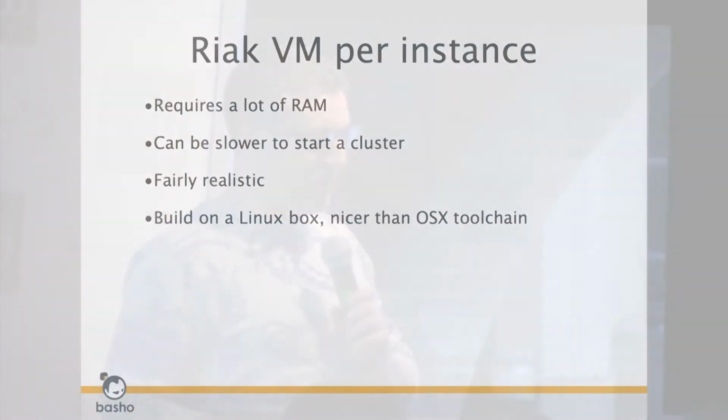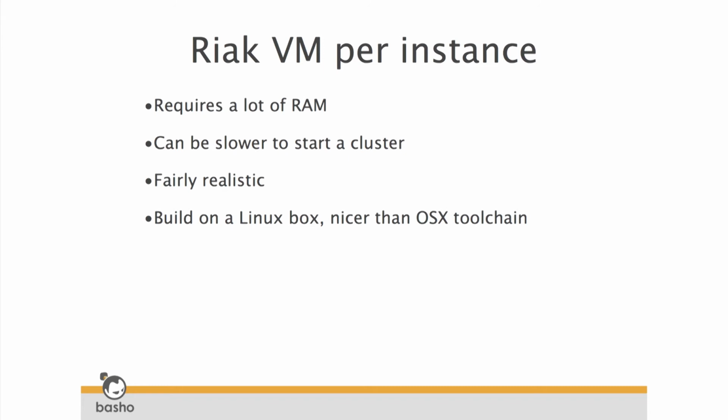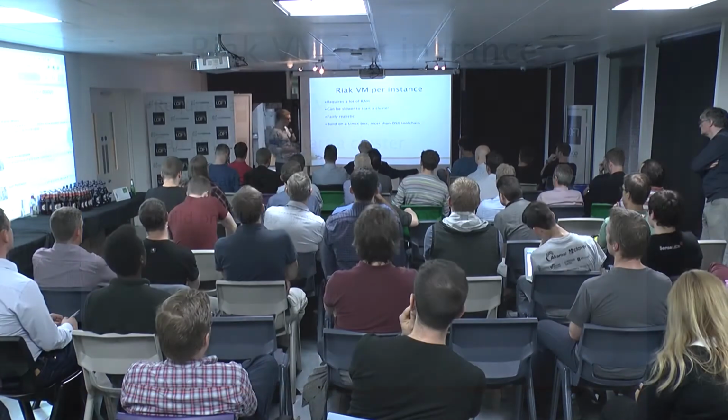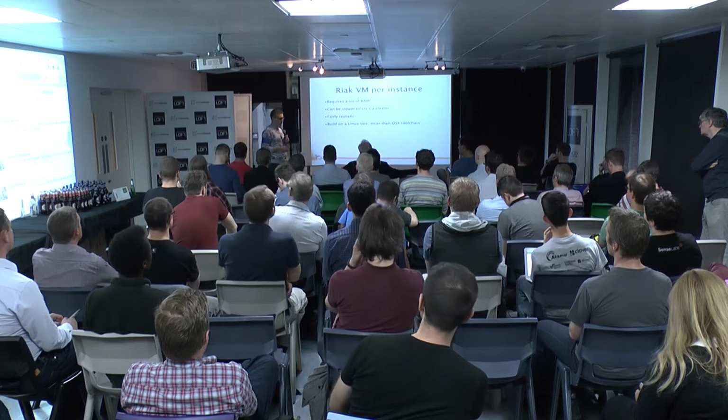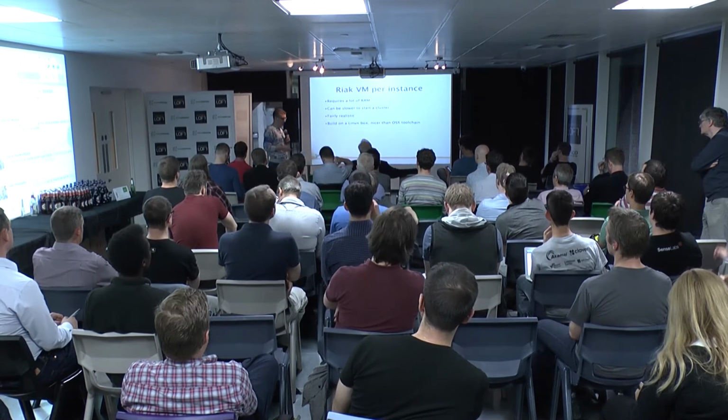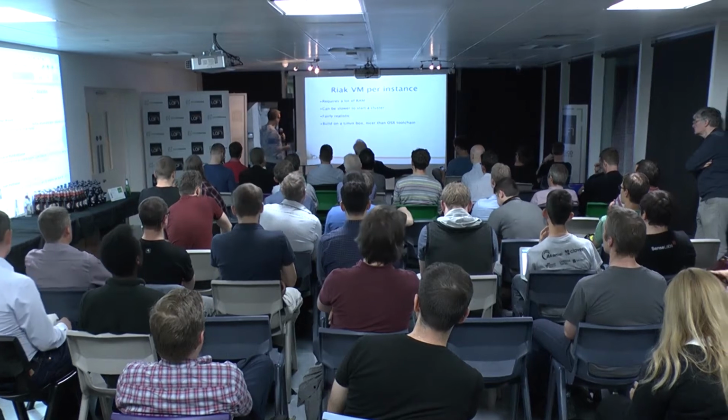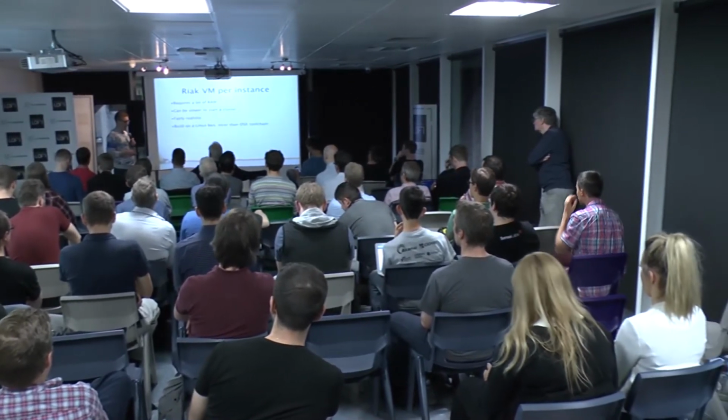Second option is running a Riak VM per instance. It requires quite a bit of RAM, so I tend to only do it with about 3 instances. It can be slower to start a cluster because obviously you're provisioning 3 virtual machines, 3 Linux machines. It's got to download the world. It's fairly realistic in terms of networking, so you can do packet capture, all that stuff on each of the individual machines. And you're also building your cluster on Linux boxes rather than OS X, so it's a more realistic tool chain. It's pretty close to what you'll have in production.